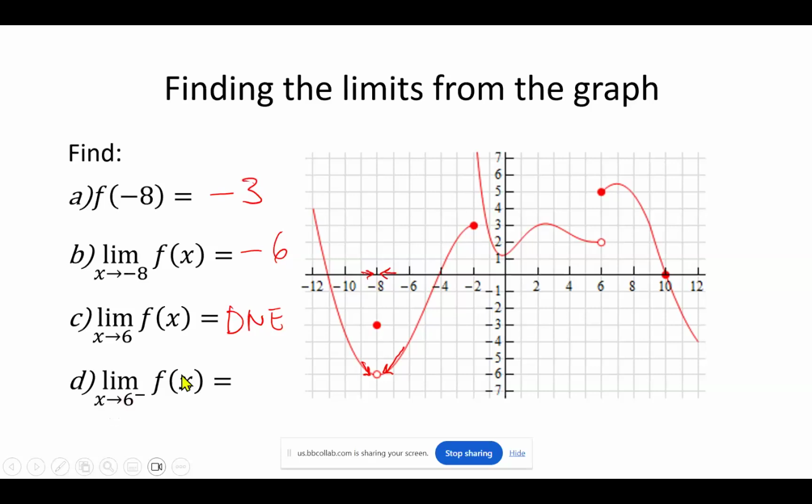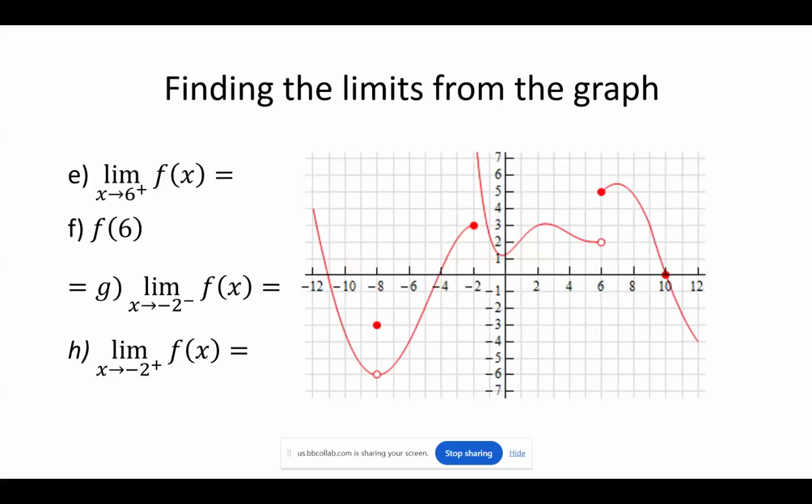So this is the limit when x approaches 6 from the left. From the left, the answer is 2. This limit doesn't care about what happens on the right, just on the left. And then notice that I also did a limit from the right. From the right, the number would be 5. So I would put a 5 right here.